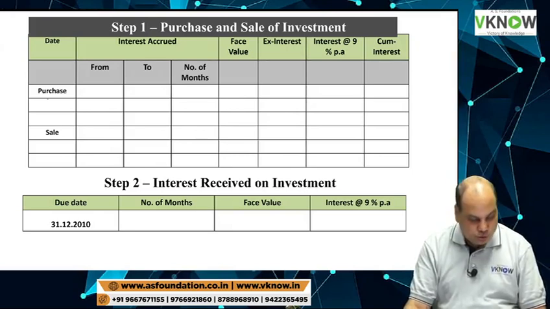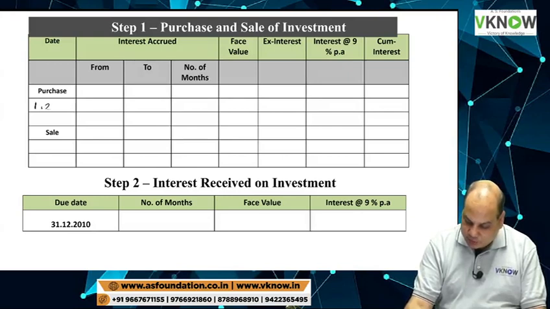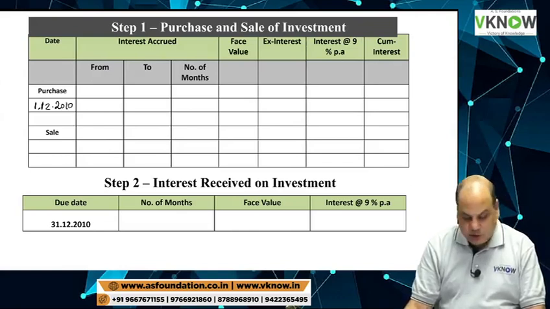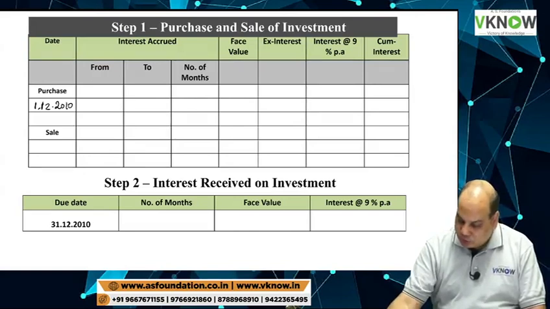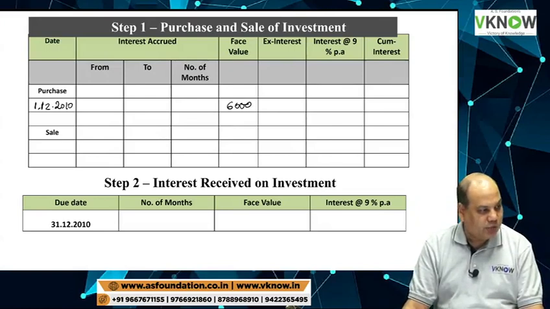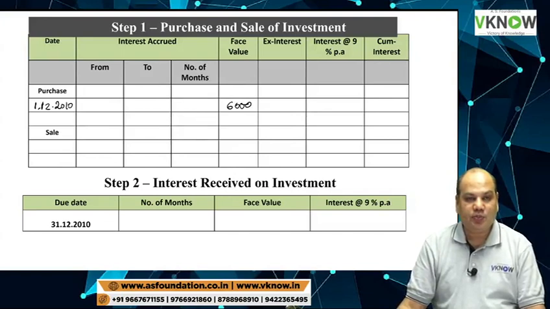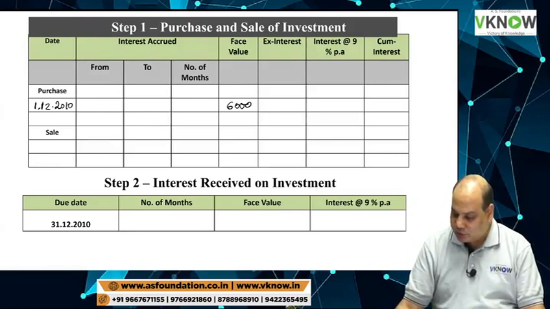So start with purchase. There are two purchase transactions in this problem. If you look at it carefully, in the second line, on 1st December 2010, there was a purchase of investment whose nominal value was 6,000 rupees. Nominal value means total face value. You have to tell me for how many months interest will accrue. This company pays interest only once in a year, that is on 31st December.